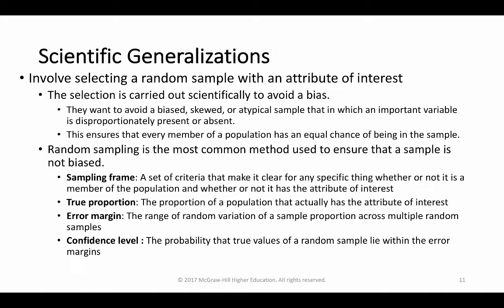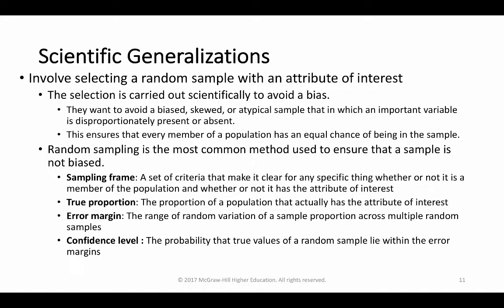They want to avoid a biased, skewed, or atypical sample that doesn't truly represent the population. So they avoid bias by ensuring that every member of a population has an equal chance of being in the sample. This is called random sampling. So they first create a sampling frame, which is a set of criteria that is a precise, unambiguous definition of a sample or attribute, so that they know exactly who or what is a member of that population and whether or not they have the attribute.